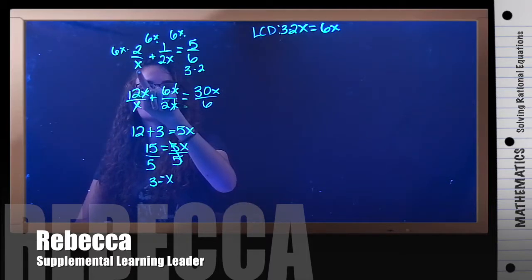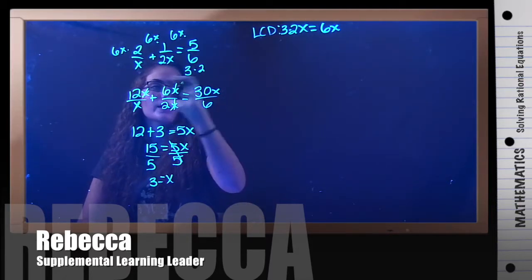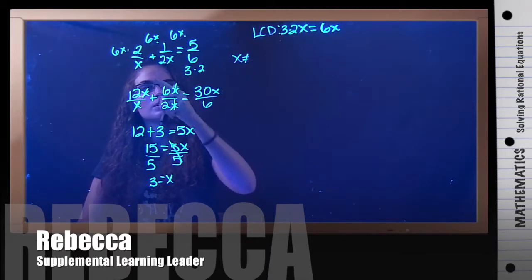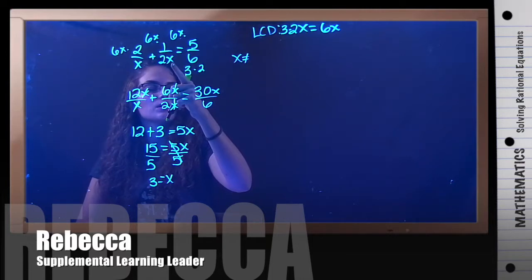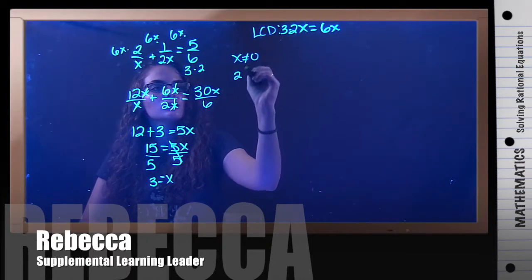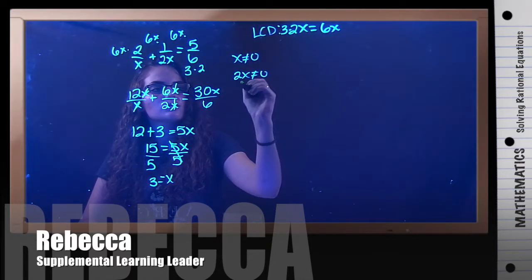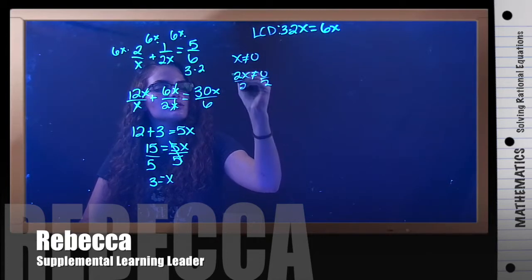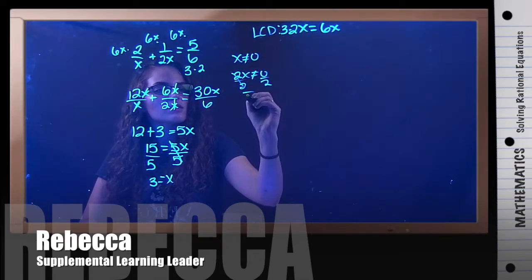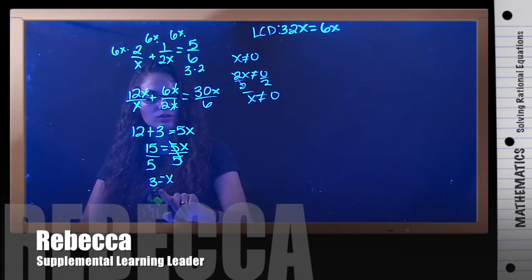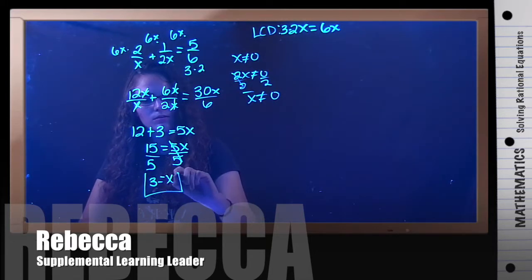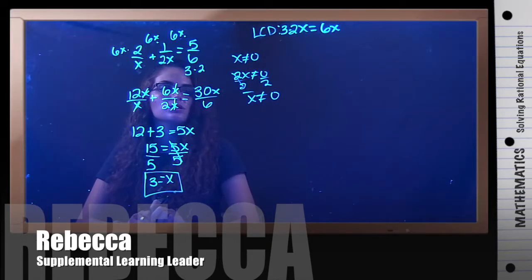Whenever you do this, you have to check and make sure that x equals 3 is within your domain. It looks like here, x cannot be 0, because remember the denominators can never be 0. And here, same thing, because even if we put 2x cannot equal 0, you divide by 2, you still get 0. So the only thing that x cannot be is 0. And because our solution is 3, that means that we're okay. So x equals 3 is our final answer.